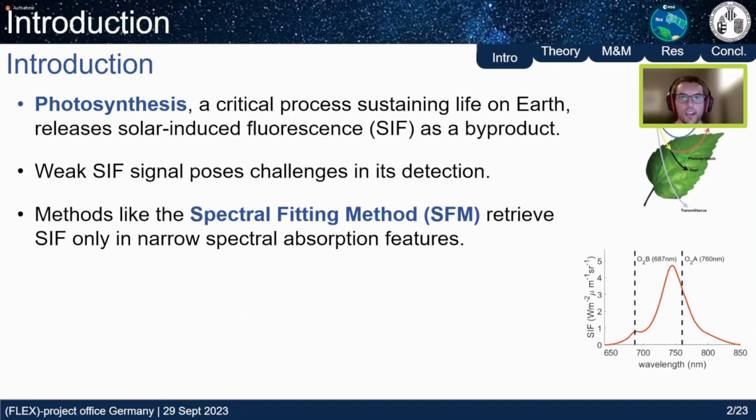Photosynthesis is a critical process in vegetation, and it's important to know the photosynthesis products to understand the behavior of the vegetation. This process releases solar-induced fluorescence as a byproduct, and recently there are a lot of studies about this product because it's very important to understand the biophysical behavior of the vegetation and also to make predictions or analyses about the carbon respiration of the plants and all these processes.